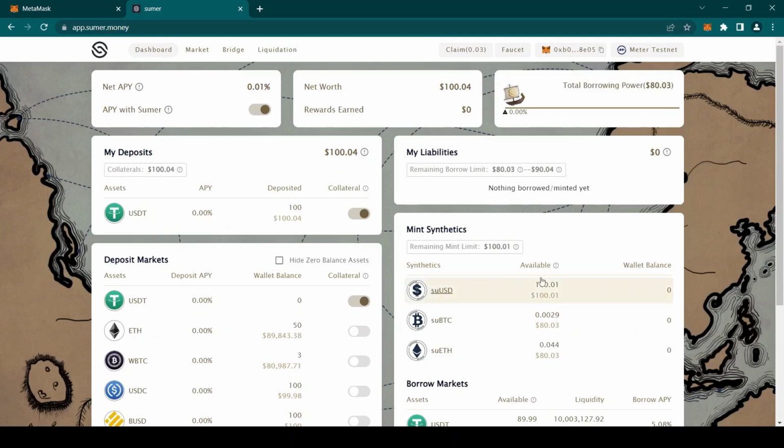As all borrowing positions are collateralized, you will have to ensure that the deposited asset is enabled as a collateral to be able to borrow any funds from Sumer. Currently, we have 100 USDT deposited into the deposit market and a heterogeneous borrowing power of $80 available.